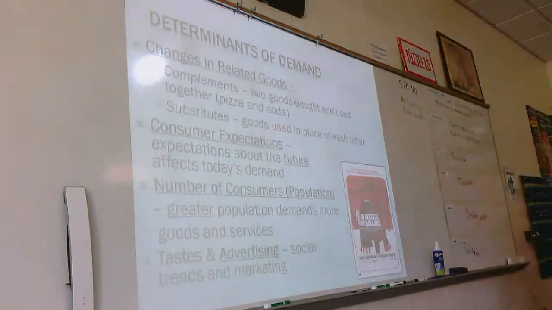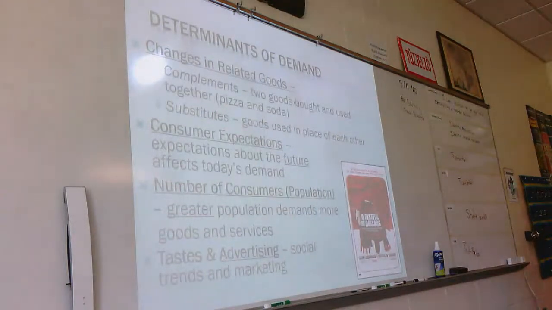Substitute goods would be like McDonald's and Burger King. They would have the opposite effects of demand. So if, let's say, the prices of McDonald's went up, then the demand for McDonald's is probably going to go down. But at the same time, if the price of McDonald's goes up, the demand for Burger King will probably go up as well, because fewer people are going to eat at McDonald's. So they would be substitute goods for one another.